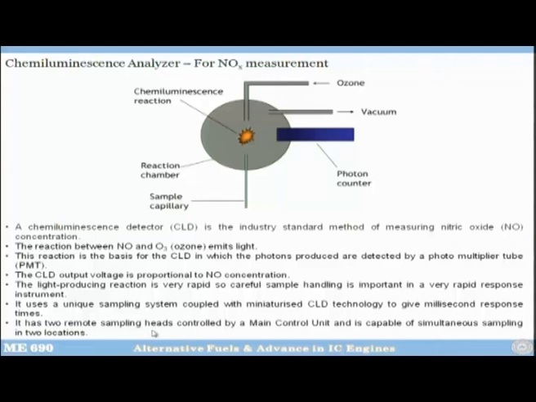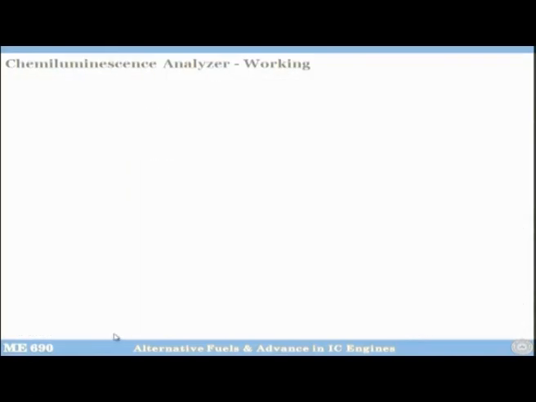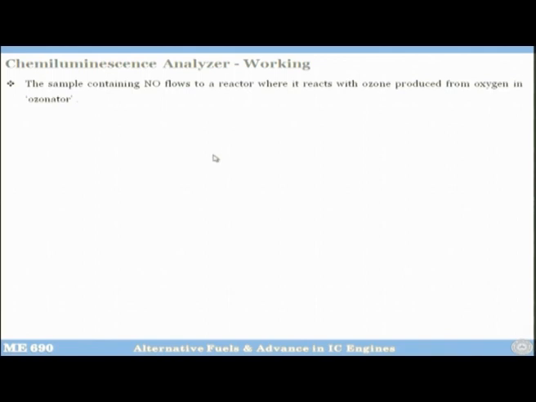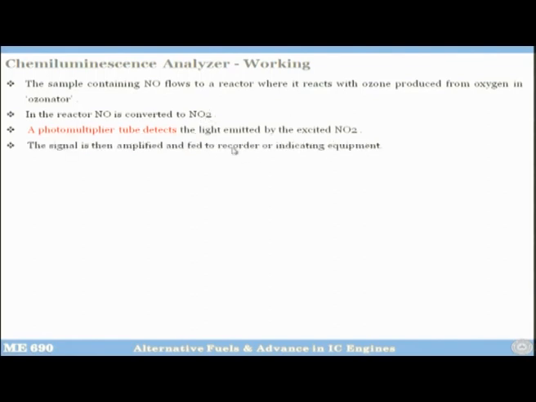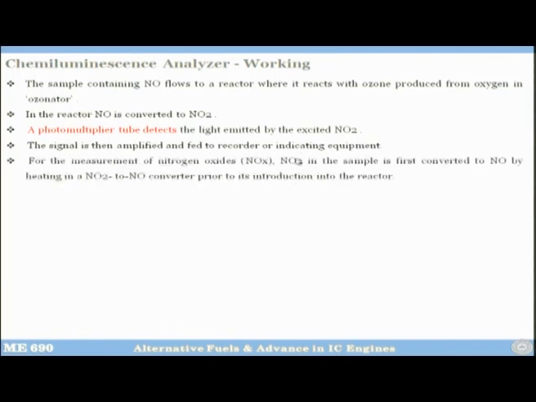It has two remote sampling heads controlled by the MCU, the main control unit, and is capable of simultaneous sampling in two locations. The sample containing NO flows to a reactor where it reacts with the ozone from the ozonator. In the reactor, NO is converted to excited NO2. A photomultiplier tube detects the light emitted by the excited NO2. The signal is then amplified and fed to the recorder or indicating equipment.